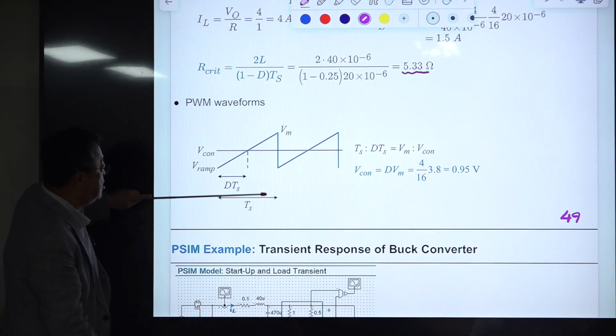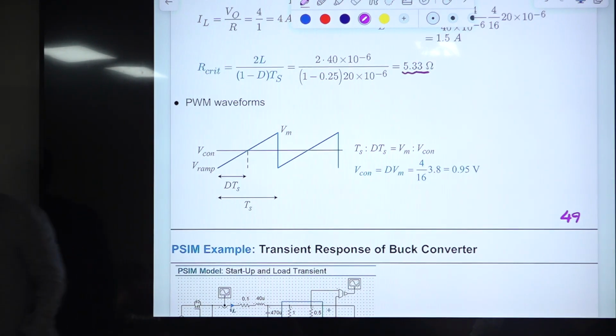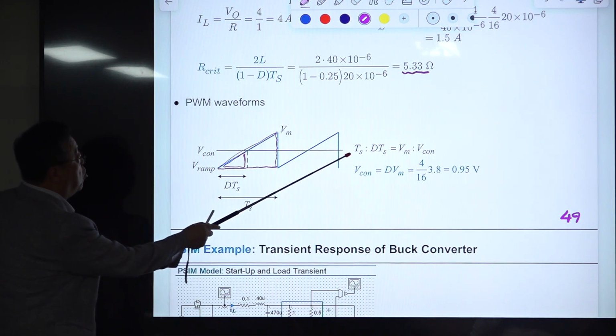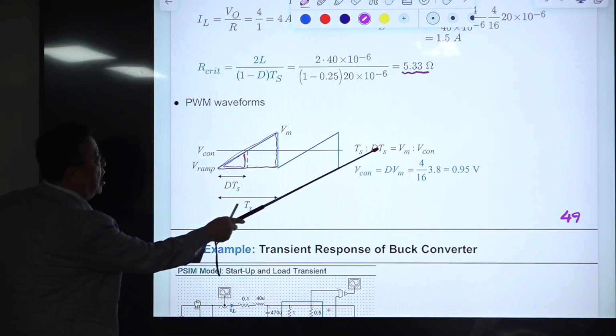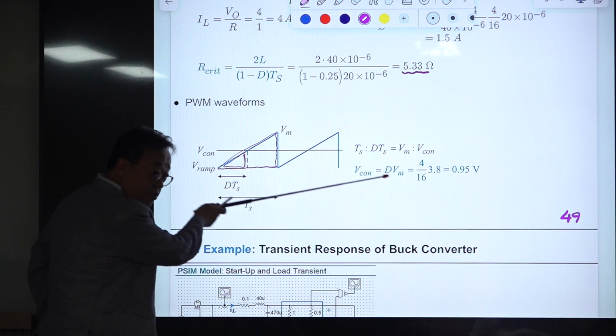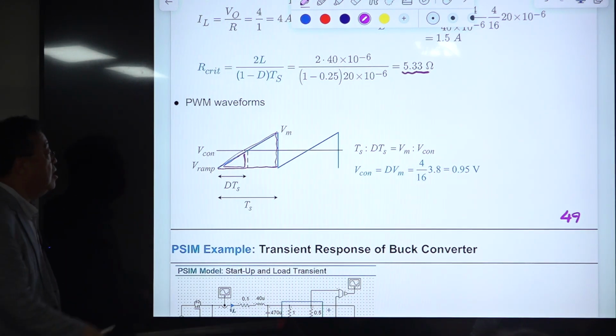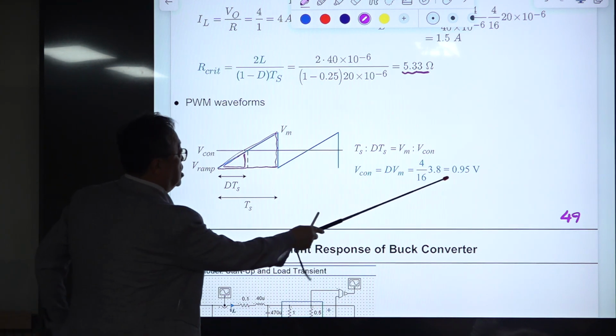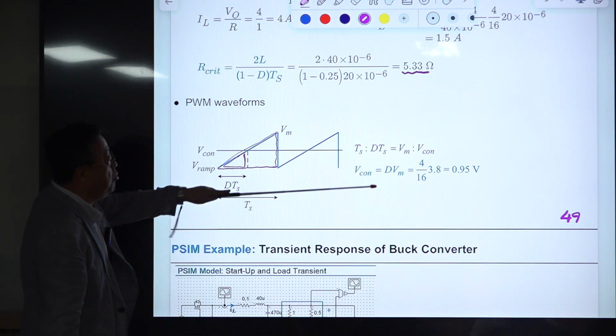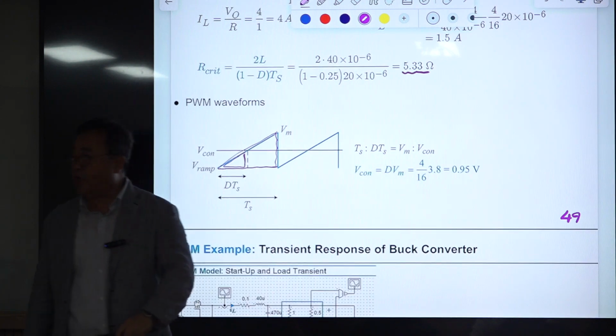Okay, this is T_S and D T_S. So you know this triangle and this larger triangle are the same shape. So it has this kind of relationship: the ratio between this and this is the same as the ratio between that and this. From this simple geometry, you have two triangles, a small one and a larger one, and from this you can evaluate this. Okay, so the control voltage is this one, 0.95.